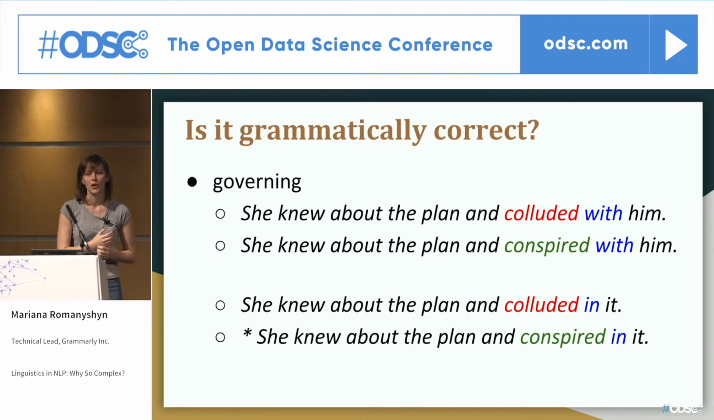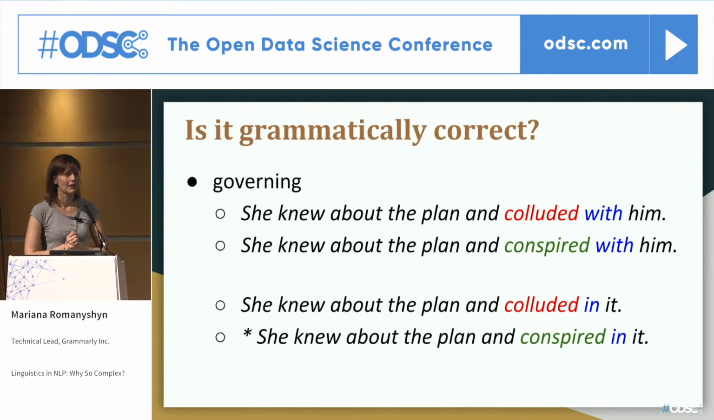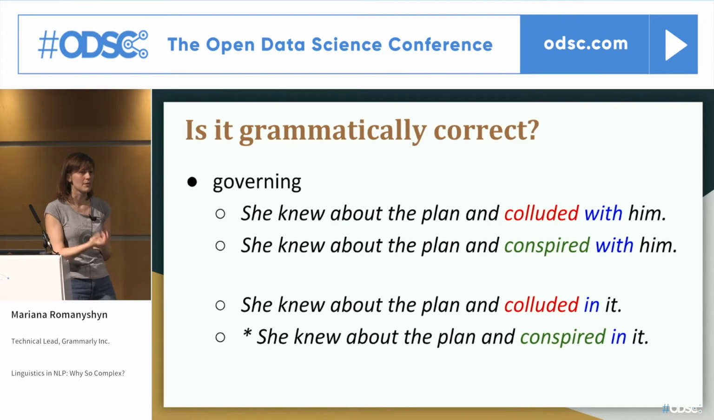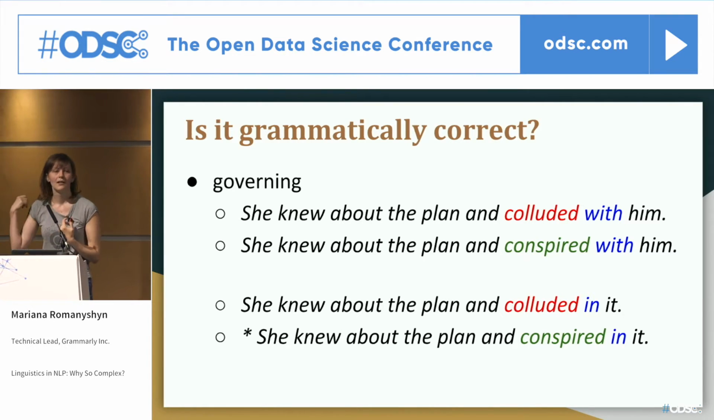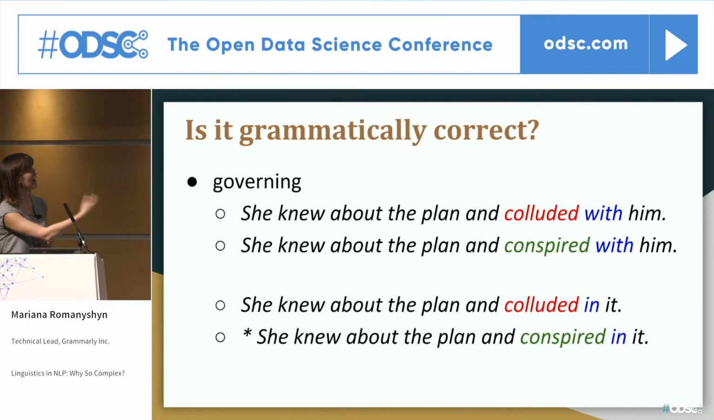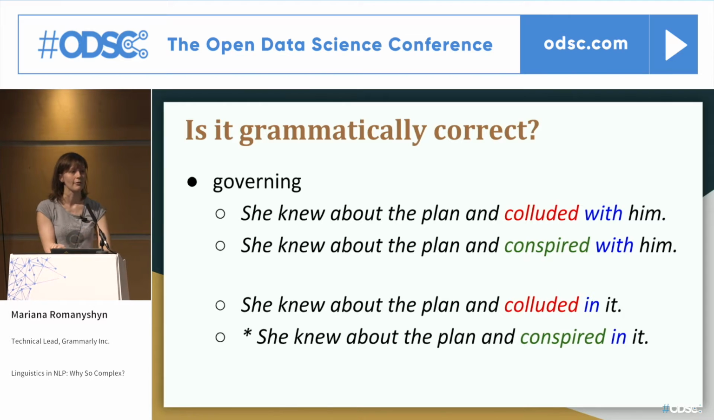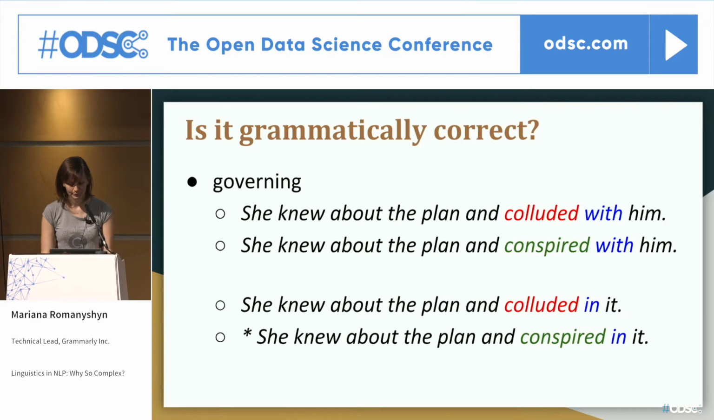So if we have a complex word like collude, and collude can govern the preposition with, or can govern the preposition in. When we change it to conspire, we have to make sure that conspire governs the same prepositions. So in the first case, it will be grammatically correct because conspire also governs the preposition with. In the second case, it will not be grammatically correct because you cannot say conspire in something. So you will have to either adjust the preposition, or paraphrase it in some way, or just remove these ungrammatical candidates altogether.